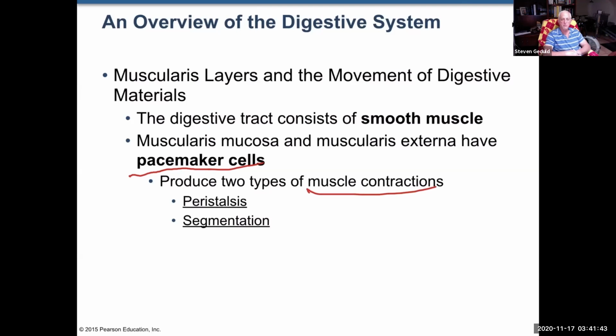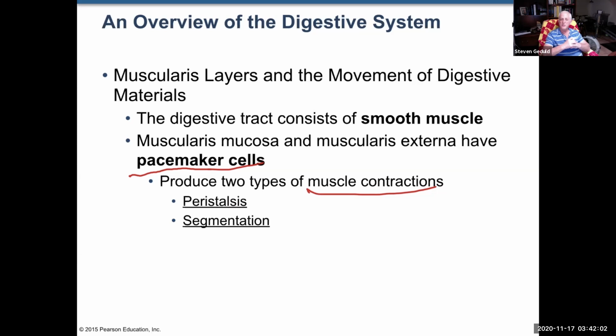Just like in the heart, you have pacemakers, so everything beats together. You have to do the same thing in the intestine. You have to coordinate the contraction so food moves in the right direction. You've got to push it along the tracks. You have to have a coordinated movement of cells to contract at the same time. That's the responsibility of the pacemaker cells, just like in the heart.